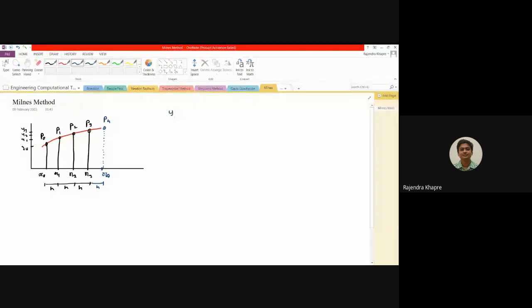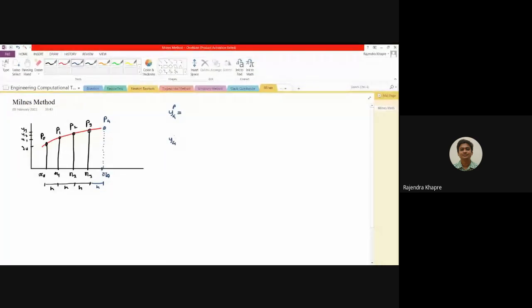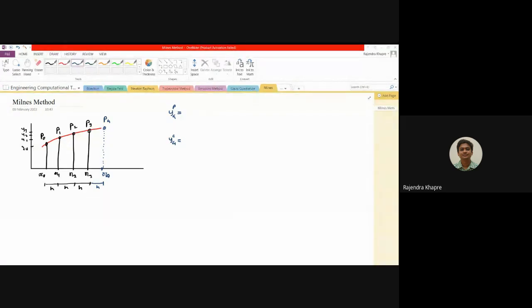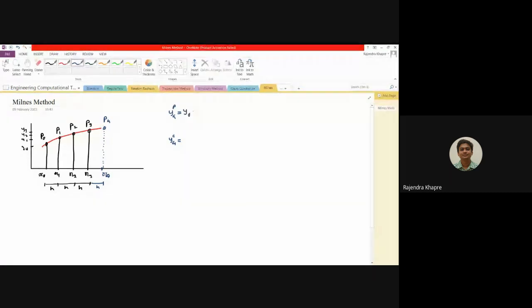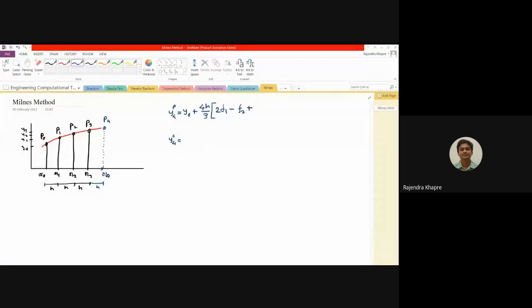For calculation of y4, we have to use two equations: one is y4 predicted and one is y4 corrected. So Milne has given two equations. The first equation is, y4 predicted is y0 plus 4h by 3, multiplied by 2 times f1, minus f2, plus 2 times f3. Let me write this down over here.